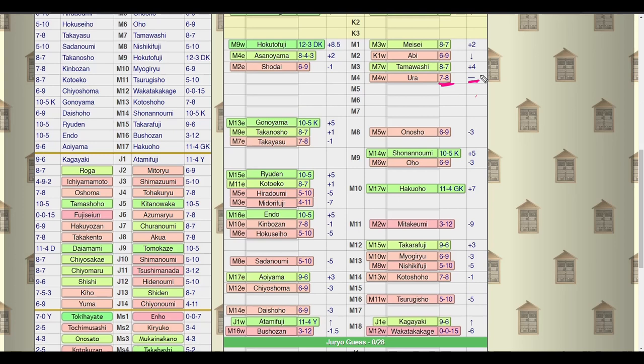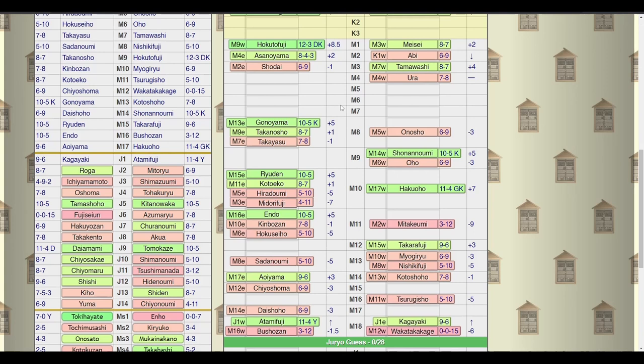Shodai, he gets a significant under demotion, but there's nobody to really put in that spot. Ganayama, Taka no Sho, and Takayasu, as we can see, are all way, way down here. Hokuto Fuji, Meisei, Asanoyama, they all did well. They move up. Abi, he gets what is a fairly normal demotion of 2 ranks with a 6-9 record at Komatsubi. This is all perfectly normal. We're done here.